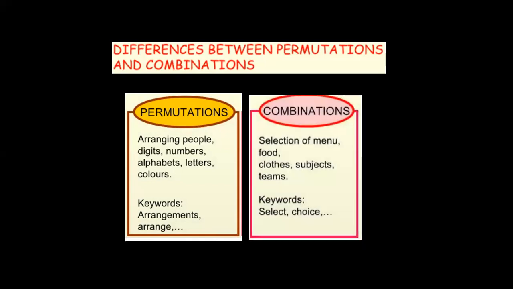Permutations are arrangements of people, digits, numbers, alphabets, letters, colors. The keywords are arrangements, arrange. The second one is combinations. It tackles the selection of things: menu, food, clothes, subjects, teams, and the keywords are select and choice.